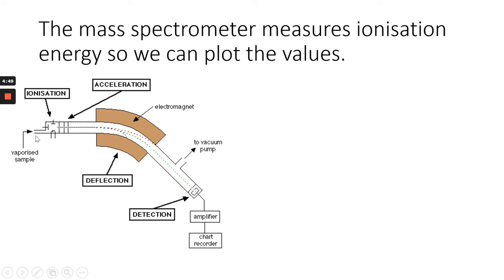If you pass an element through a mass spectrometer, you vaporize it first, and the individual atoms in the vapor are ionized by an electron gun, creating 1+ ions that accelerate through negative plates and pass through an electromagnetic field before being amplified at a detector and then converted into a chart, or a spectrum as we call it, by relevant software at a PC.